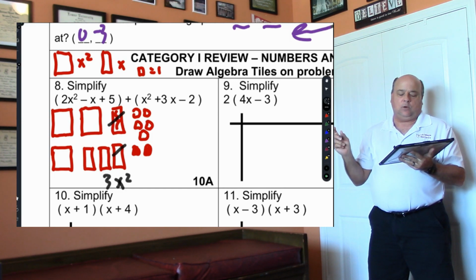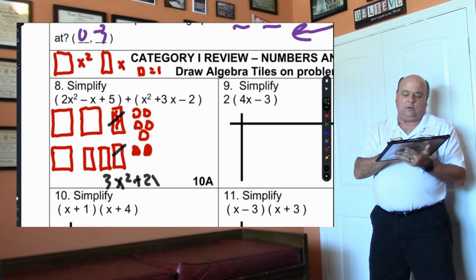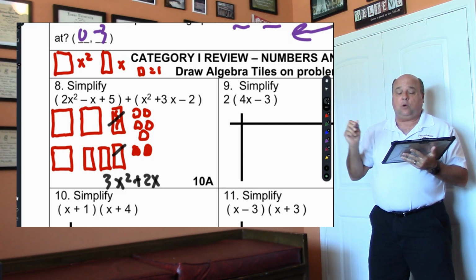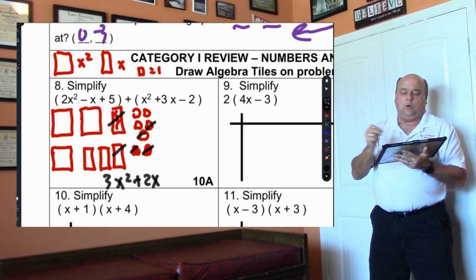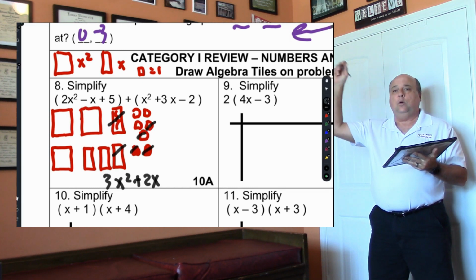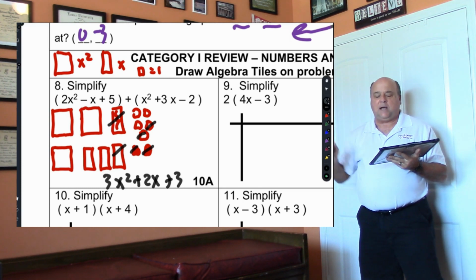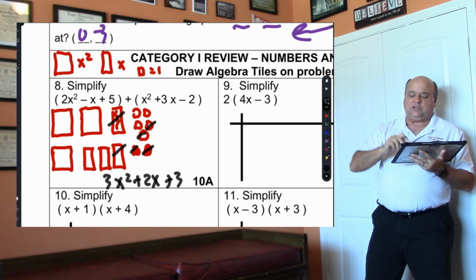I'm going to take out a 0 pair. I have 2 open rectangles left. And then I have a whole bunch of squares, but some are shaded and some are open. I'm going to take 2 0 pairs out. If I take 2 away from 5, I have positive 3. 5 minus 2 is a positive 3. Now then, let's go to number 9.